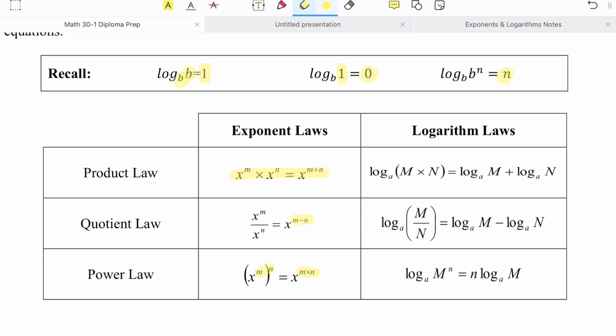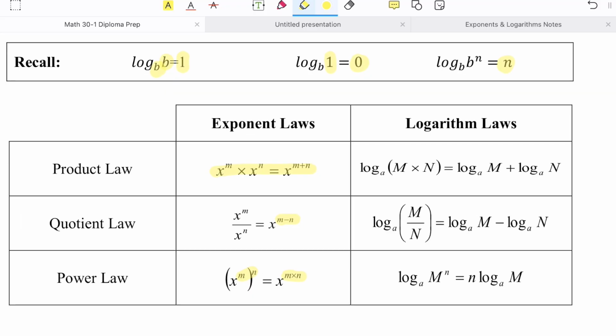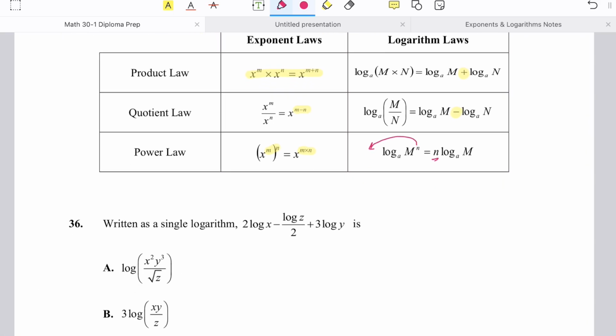Log base a of m times n will just be addition. You'll add them, and when you're doing m divided by n, it's going to be subtraction. Log base a of m to the power of n, we're just going to bump it and it'll be n log base a of m. Okay, let's try using these log rules.